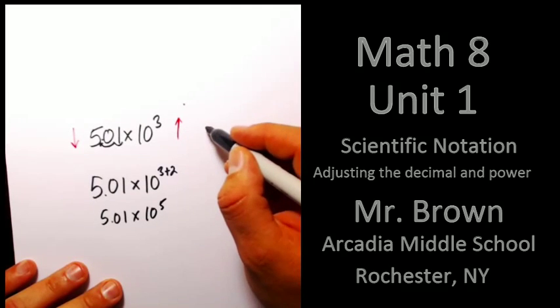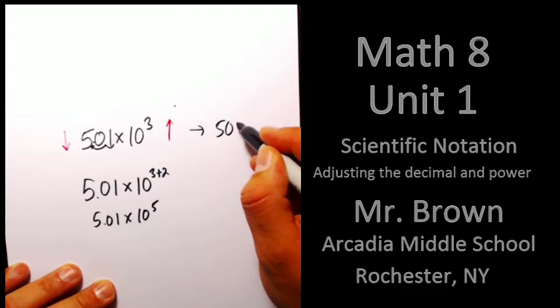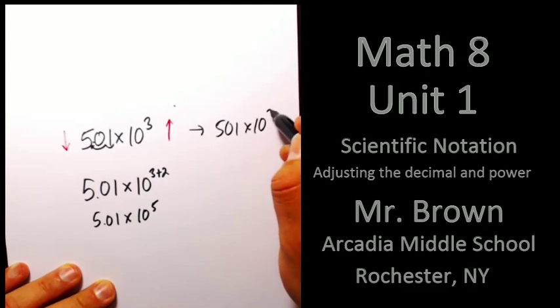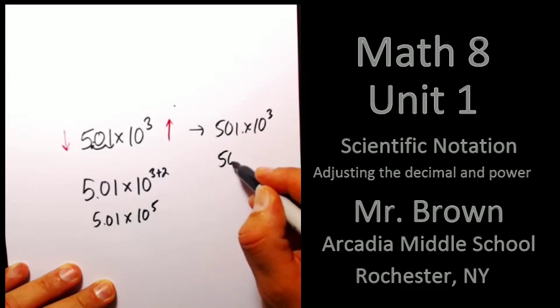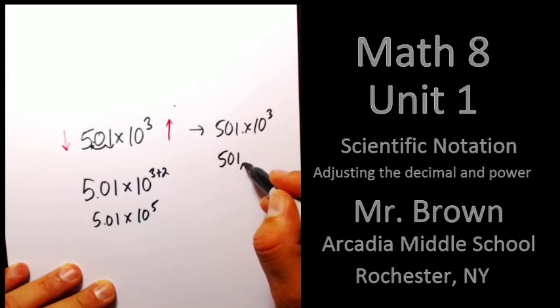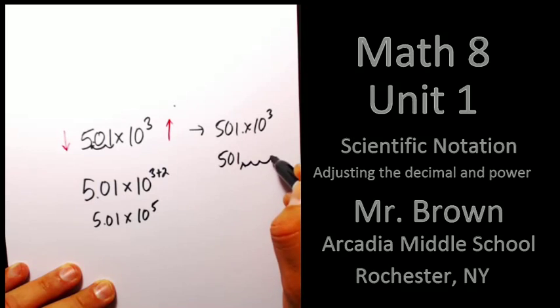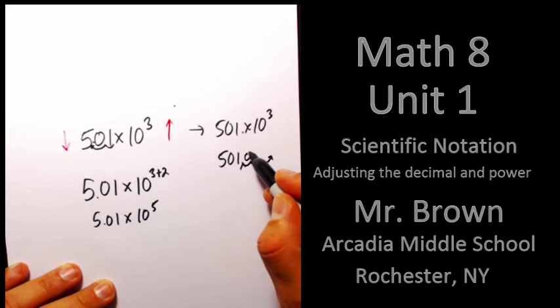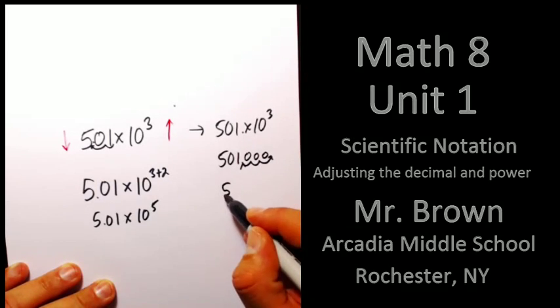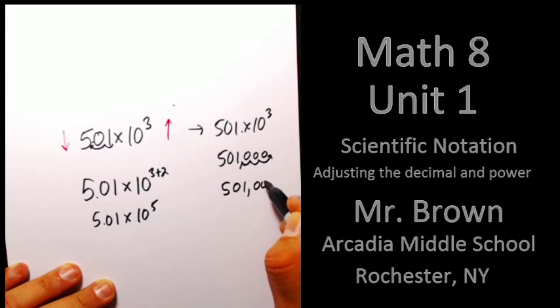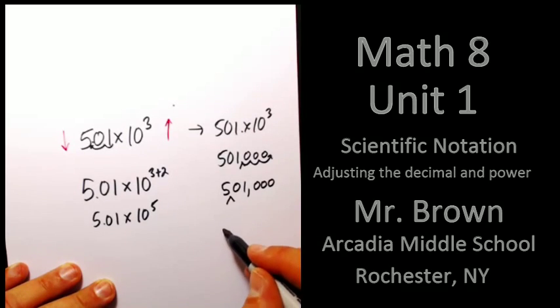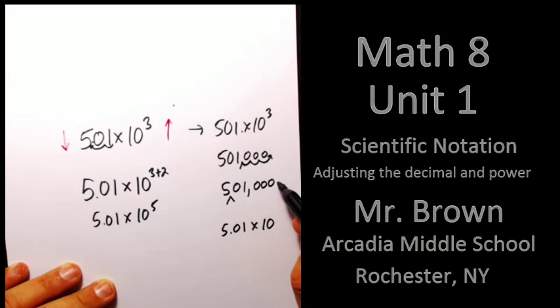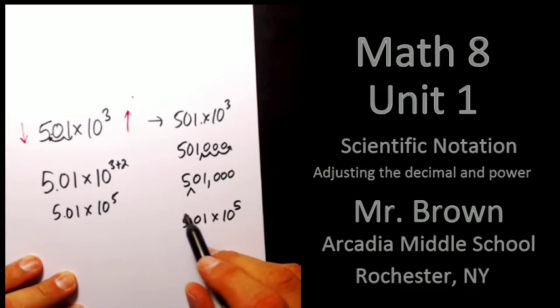This also could be another way of looking at it. 501 times 10 to the 3rd power could be 501, 1, 2, 3, because you slide the decimal that way. This would become 501,000, which would really become 5.01 times 10 to the 1, 2, 3, 4, 5. If you notice, these are the same exact answers.